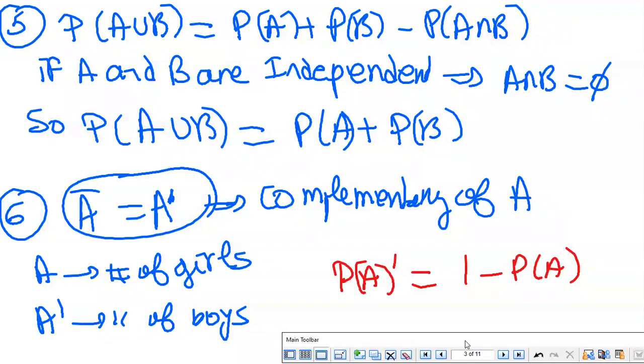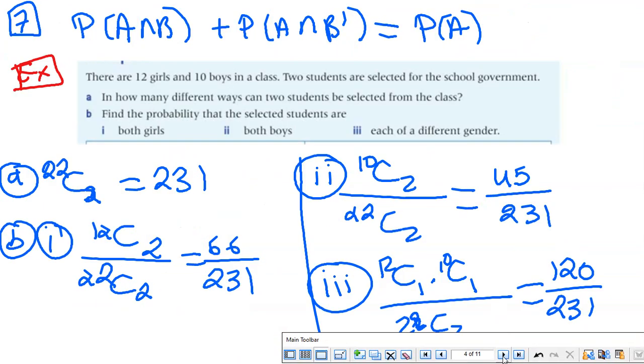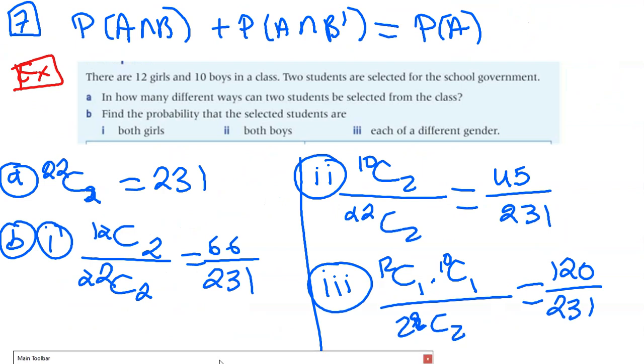Let's continue by doing an example. I have one last property first. We have P of A intersection B plus P of A intersection B prime, which equals P of A. I will come back to this later in an exercise and you will understand this formula. Okay, let's do the example.